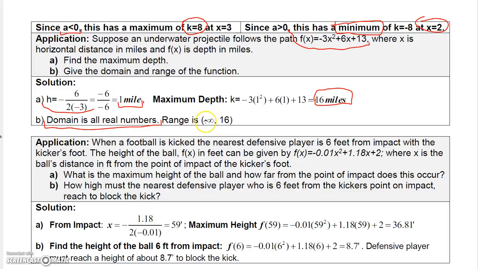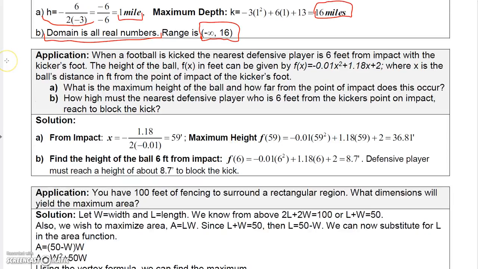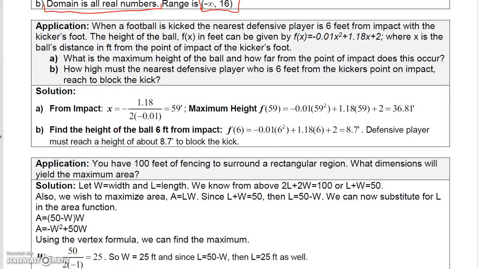And then the range of this projectile would actually be negative infinity. Now, technically, I don't know what the depth of the ocean is or whatever the water is, but normally we would say the range is negative infinity up to the y value of the vertex when it opens down like that. All right, let's look at this example, and then the next one you can look at on your own.